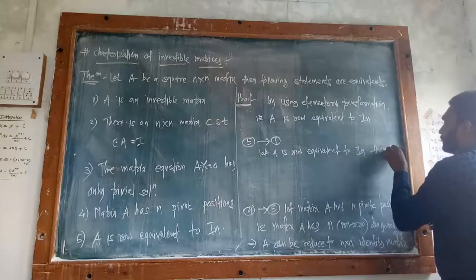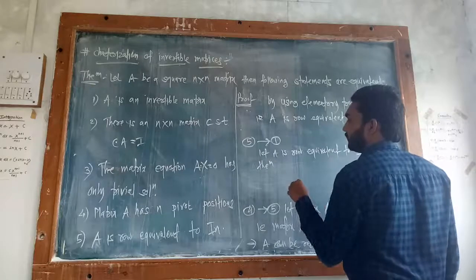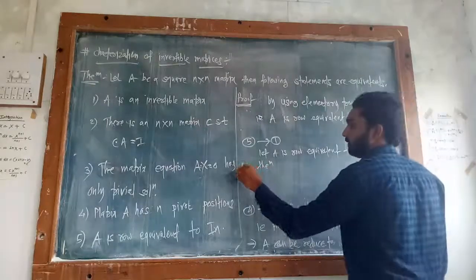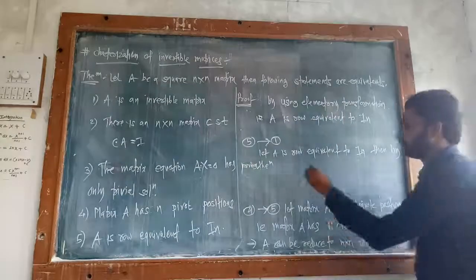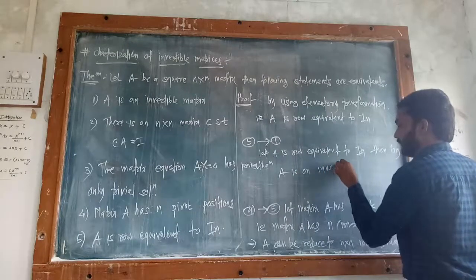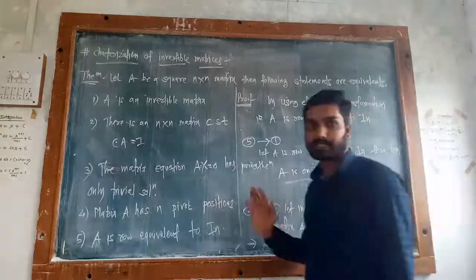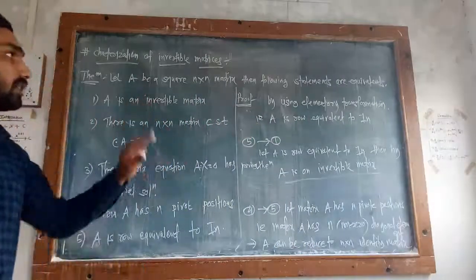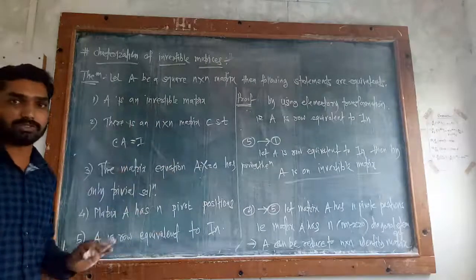So A is row equivalent to the identity matrix. Then by the previous theorem, A is an invertible matrix. Hence, all parts of the equivalent statements are proved. That is, first implies second, second implies third, third implies fourth, fourth implies fifth, and fifth implies first again.